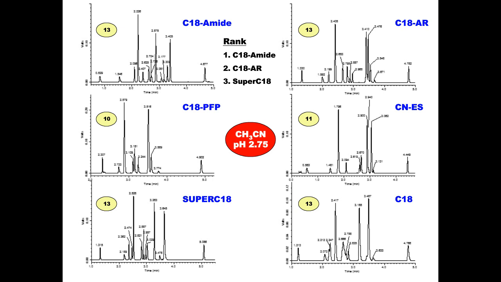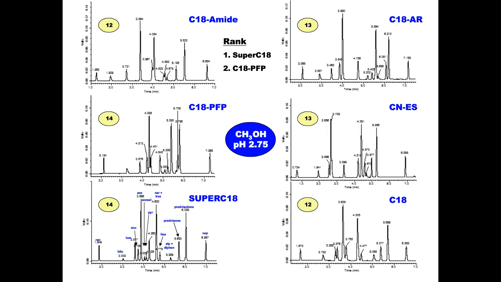This first comparison is for acetonitrile at pH 2.75, and you see that actually 4 out of the 6 have 13 peaks that are discernible here on this 8-minute gradient, from 4 to 80%. And if you were to rank these, I would rank them C18 amide and C18AR being the top 2, followed by the Super C18 as ones that you would take for further optimization and complete separation.